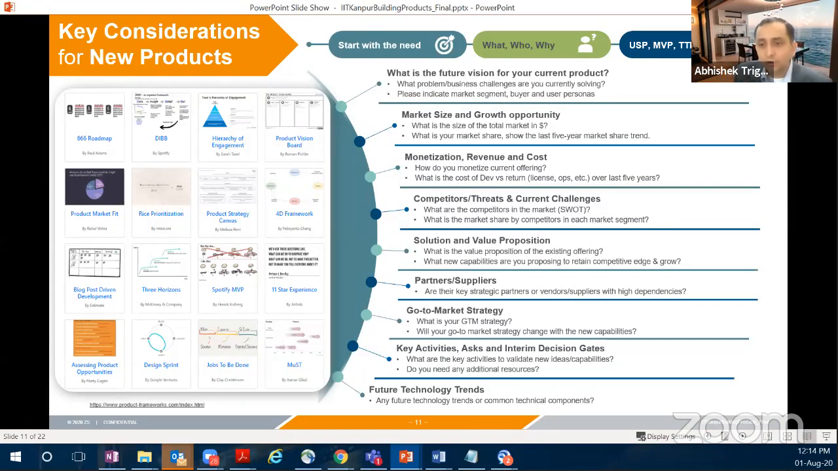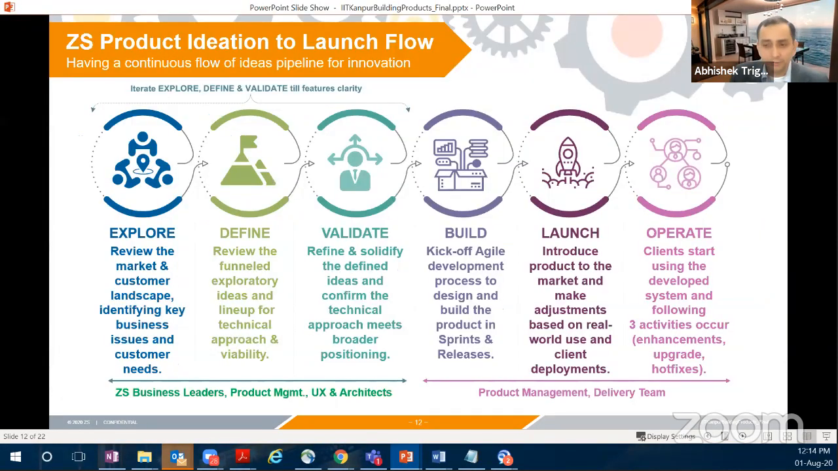But now that you have thought of the product development process and some of these frameworks, just look at it in terms of the overall flow and how it comes together. This is how we are looking at it at ZS as well. The idea is that you first explore the market. You look at what's going on: the market, the customer landscape, the business needs, what the customer asks are, perhaps what the competition might be doing, and all of those.